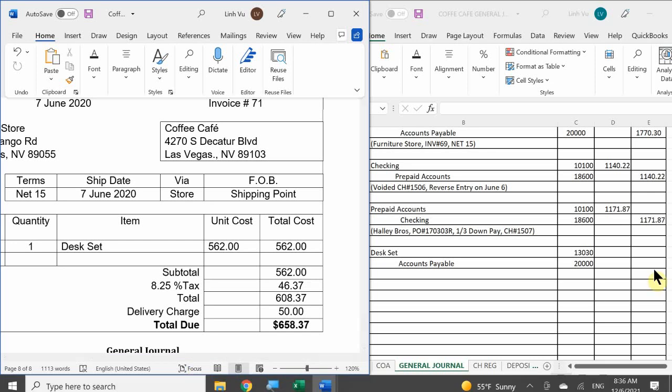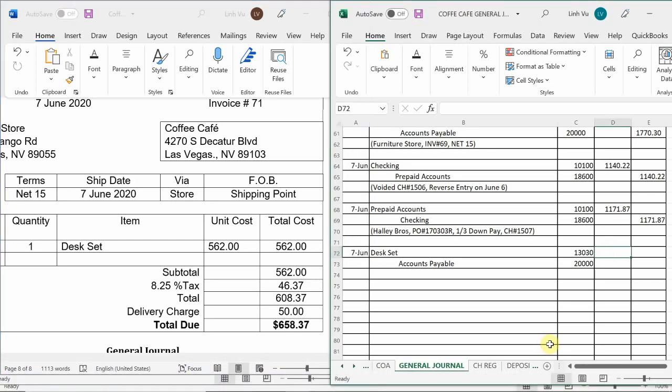Yes, right? In this case, we have to put the full price because this is what it cost me to get the asset to the store. And because it's a desk set, right? It's already ready to go. So in this case, right, $658.37 because I must include shipping and I must include the freight that costs me to get it to the store. 658.37. Okay.